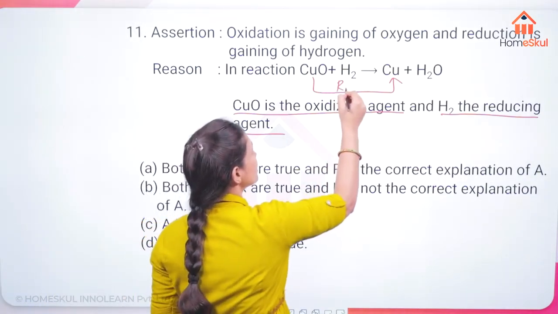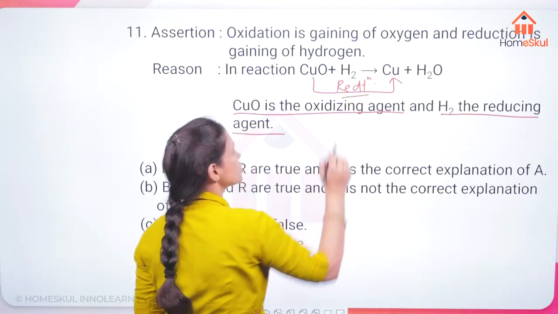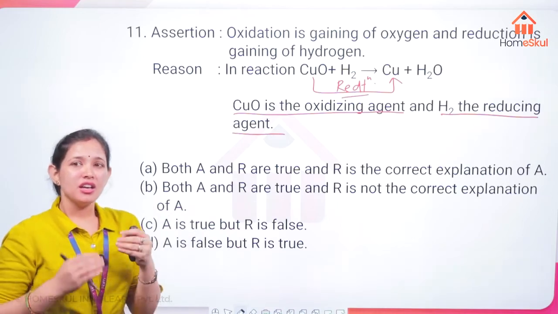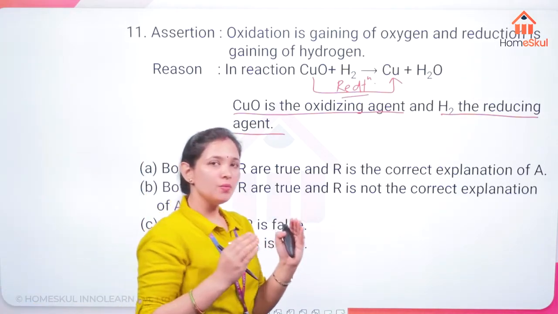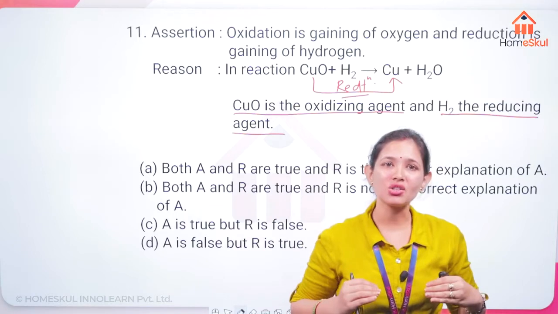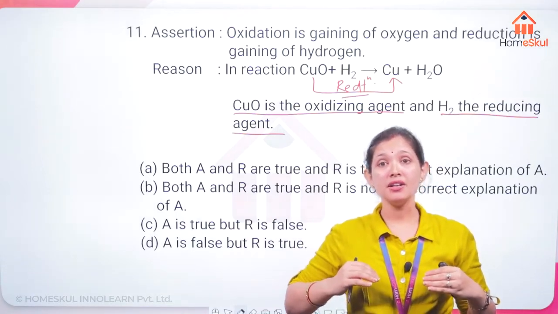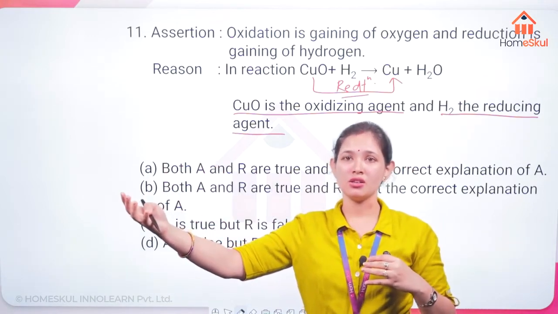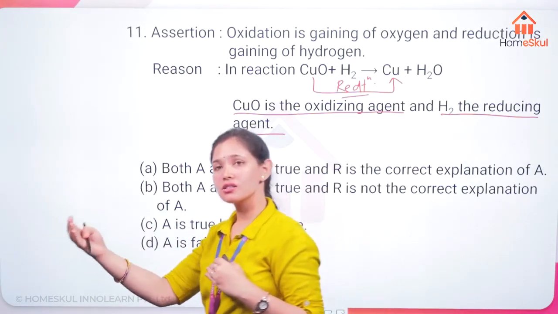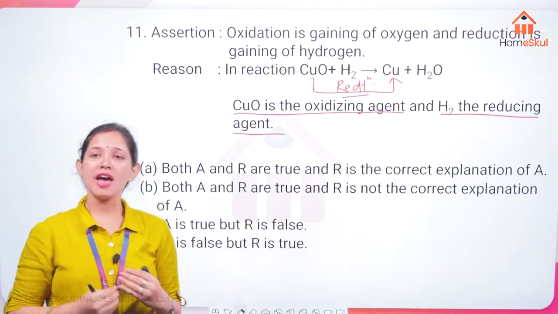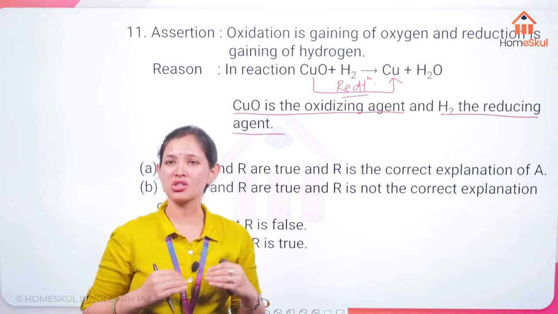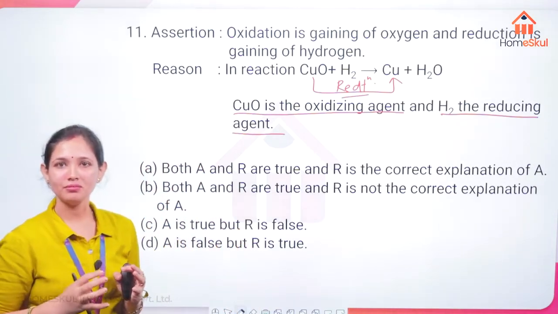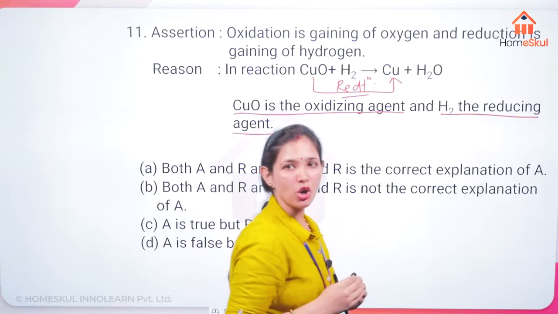So here reduction is taking place for CuO. The species which is undergoing reduction is oxidizing someone else; some other species is undergoing oxidation while it itself undergoes reduction. So what is that reagent going to be called?